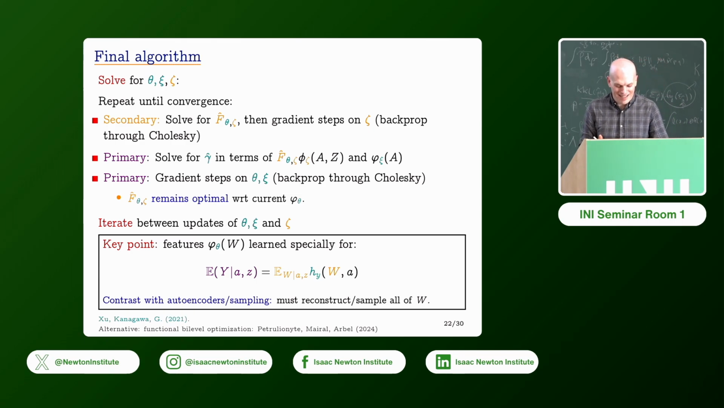I should also say that there's this very nice paper on bilevel optimization by Petrulionyte, Mairal, and Arbel recently. In fact, it appeared in NeurIPS last year. They have a very clever bilevel optimization method, which is, I think, a better way of solving the problem that I just described than the way that we've done it. And it's certainly much more mathematically grounded. So this was a sort of machine learning solution, but they have done it properly. So please read that paper.